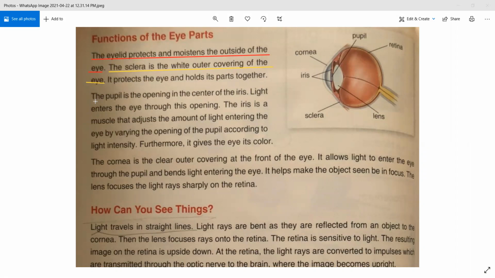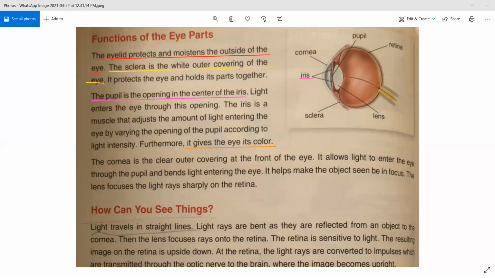The pupil is the opening in the center of the iris. Light enters the eye through this opening. The iris is a muscle that adjusts the amount of light entering the eye by varying the opening of the pupil according to light intensity. It gives the eye its color. So all you need to remember is it gives the eye its color.